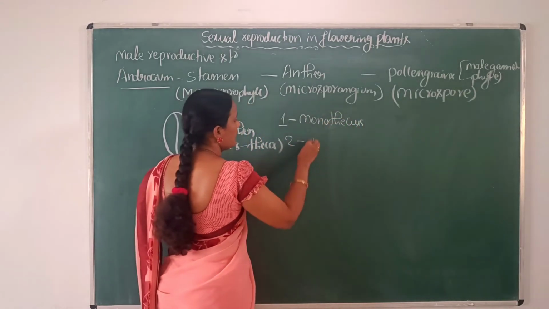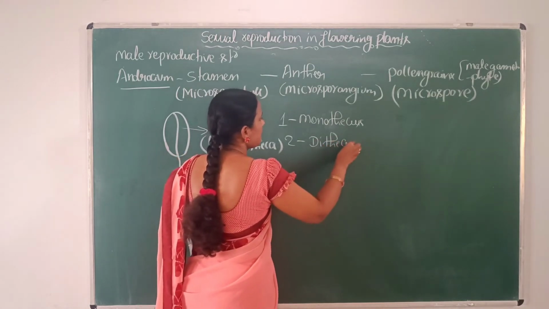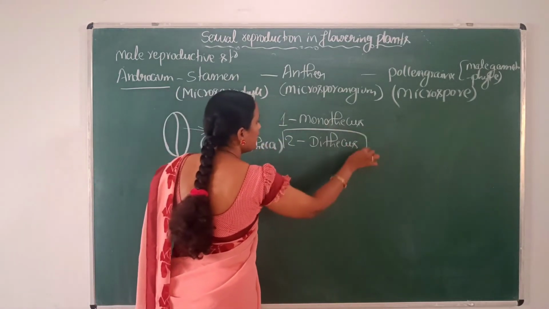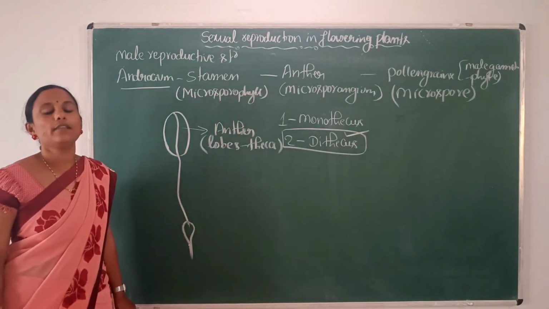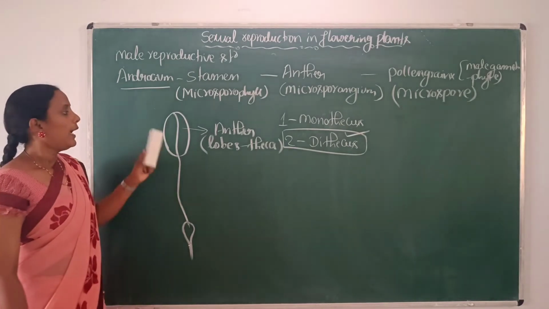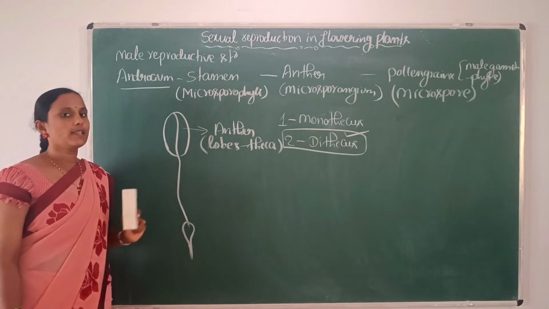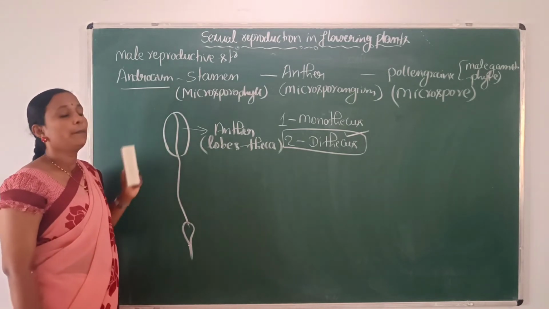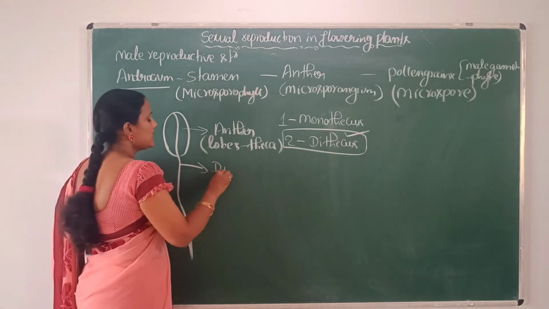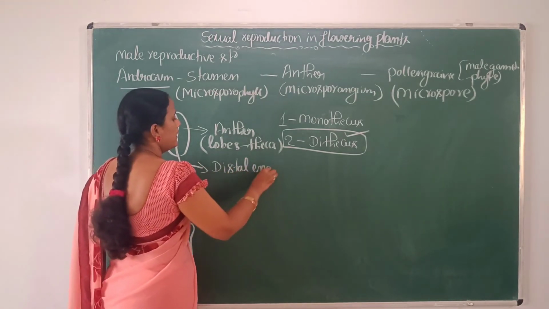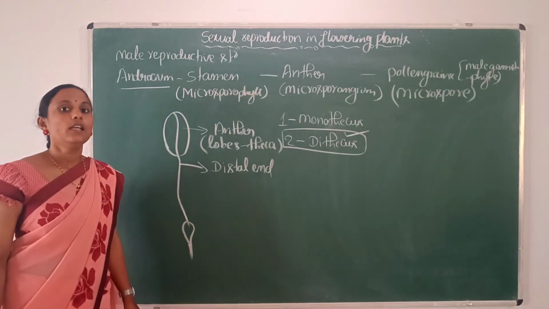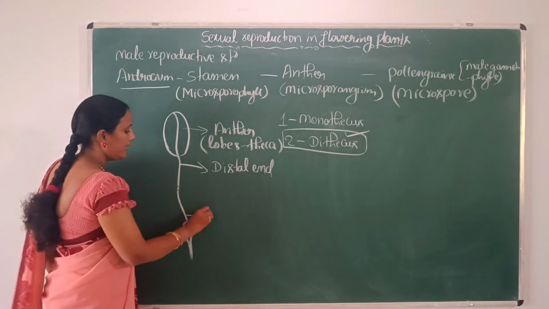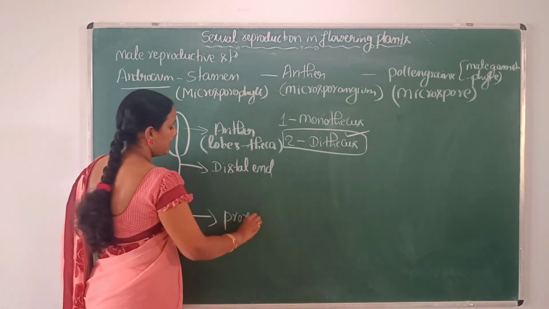If there are two lobes present, then the condition is called dithecous, and in the majority of angiosperms, the type of anther we observe is dithecous. The lobe is attached with a thread-like structure called the filament. One end of the filament is attached to the anther, and that end is called the distal end. The other end is attached to the base of the ovary or to the thalamus, and that end is called the proximal end.